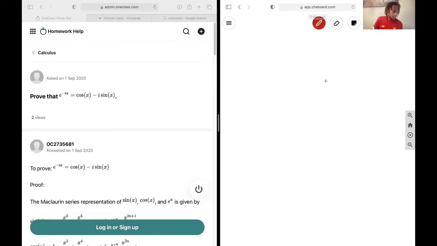Next up, we would like to prove the identity that e to the negative ix is equal to cos of x minus i sine of x. We're going to do this using Maclaurin series. And so first we just state all of them.